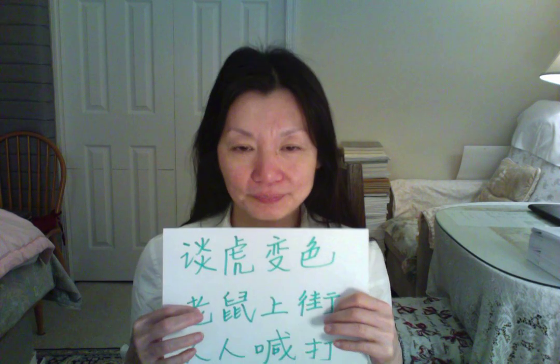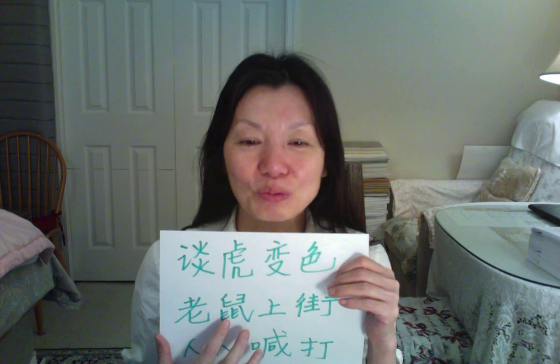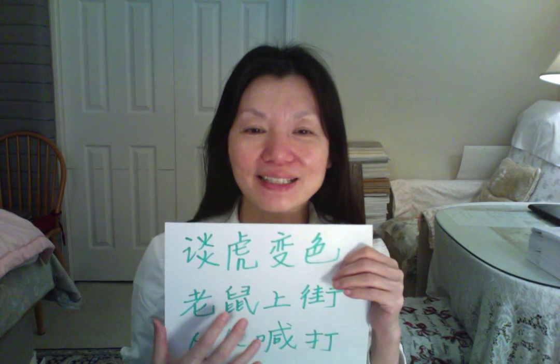Let me say, maybe my friend said, I lost my job. I don't have a friend. Nobody likes me right now. 老鼠上街，人人喊打。The meaning is nobody likes me. Everybody doesn't like me. 没有人喜欢我，我是那只老鼠。谁看到都想打我。老鼠上街，人人喊打。Sometimes somebody is doing something wrong, right?